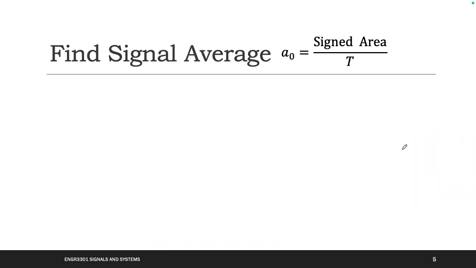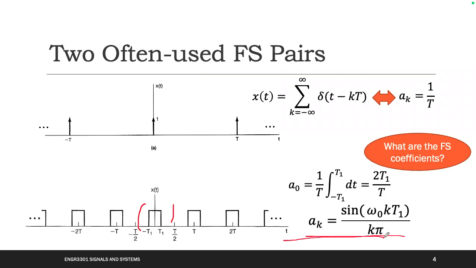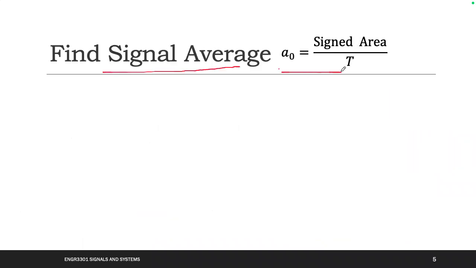Okay, and then let's talk about finding the signal average. The signal average is usually what we calculate for A0. For many signals you cannot use this equation to calculate A0, because usually there will be a k in the fraction below, and then you cannot let k equal 0. So you need to calculate it separately. Usually A0 equals the standard area divided by T.